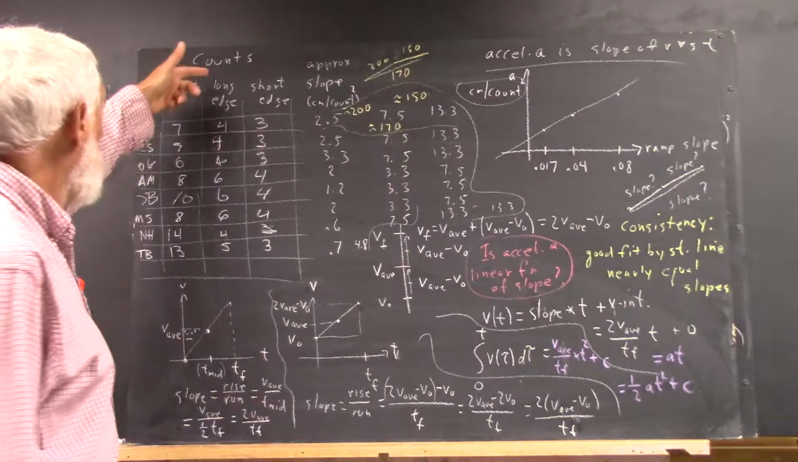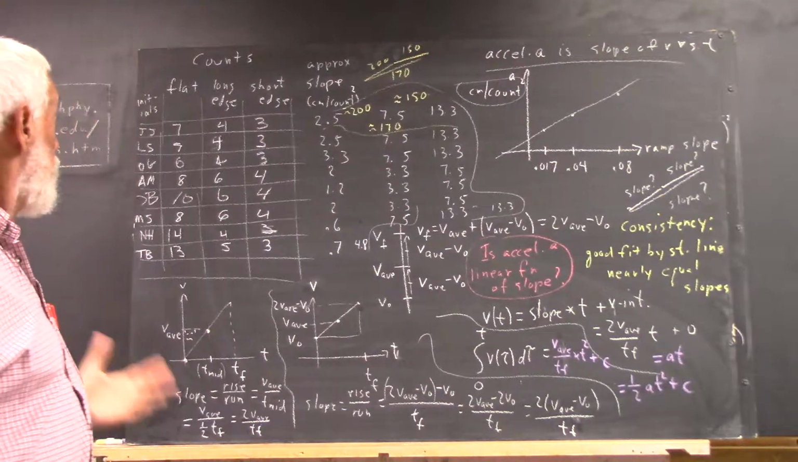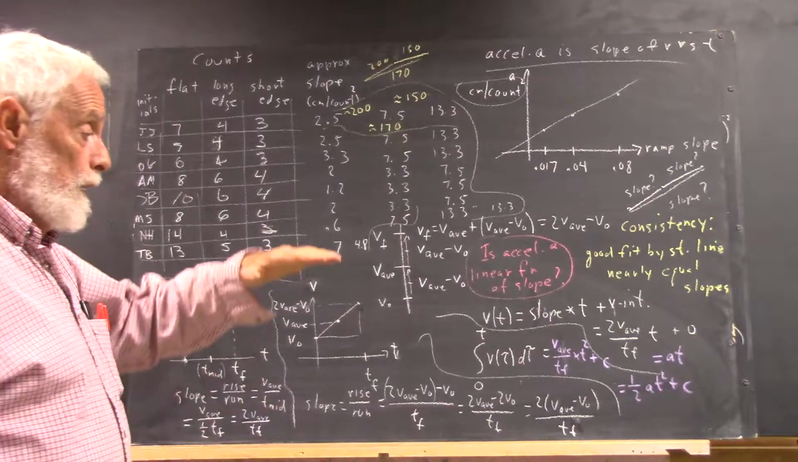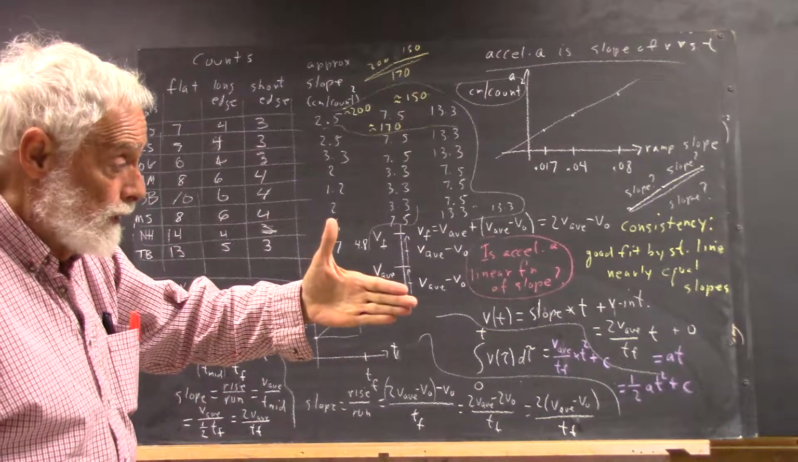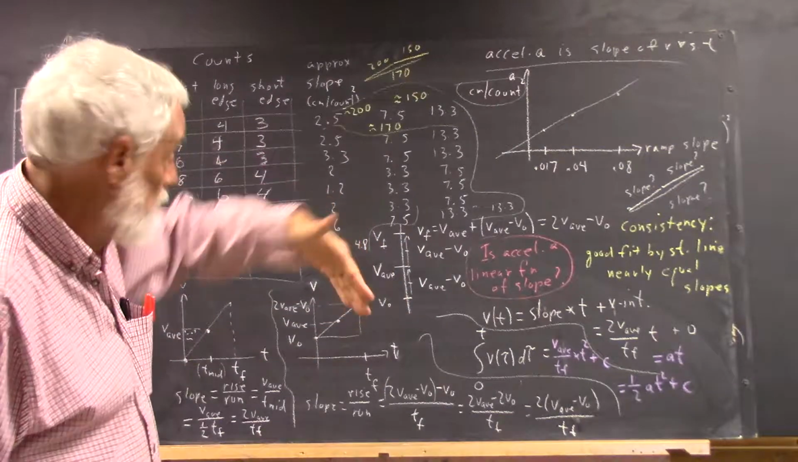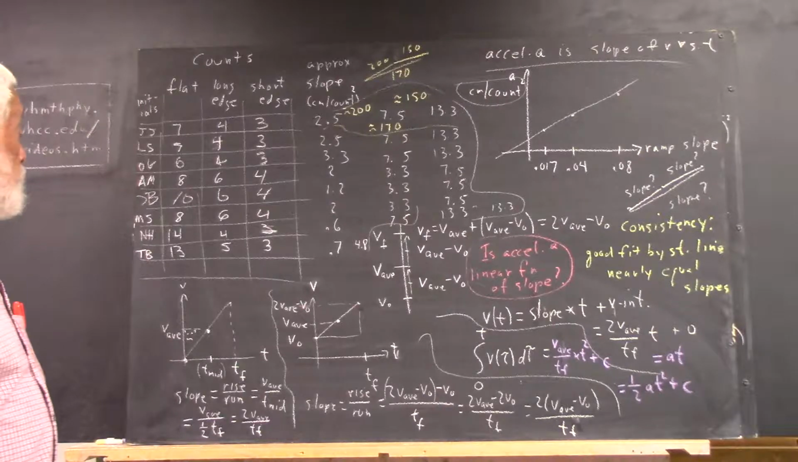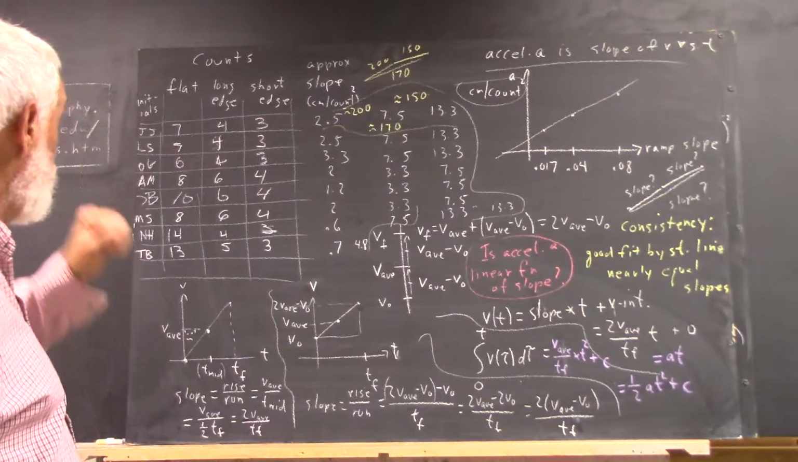We see a table of counts for different individuals in the class, counting the time down a ramp when a domino is laid flat on its side, when it's laid along its long edge, and when it's laid along its short edge. Flat, long edge, short edge. And we see the counts.